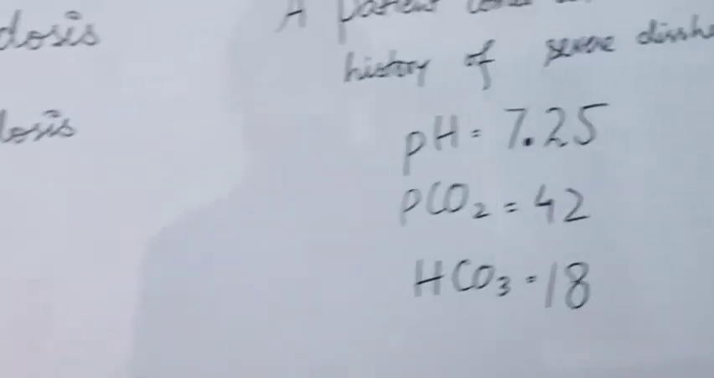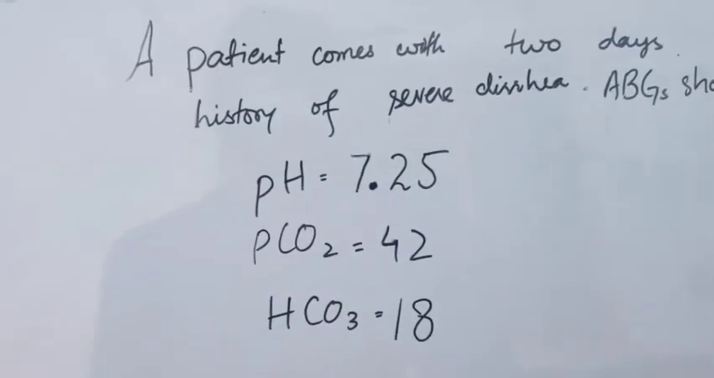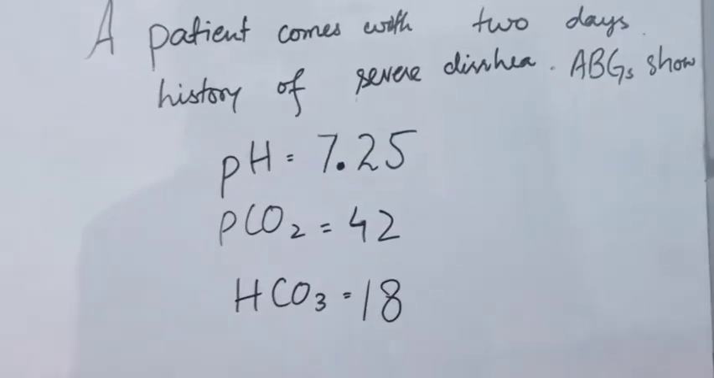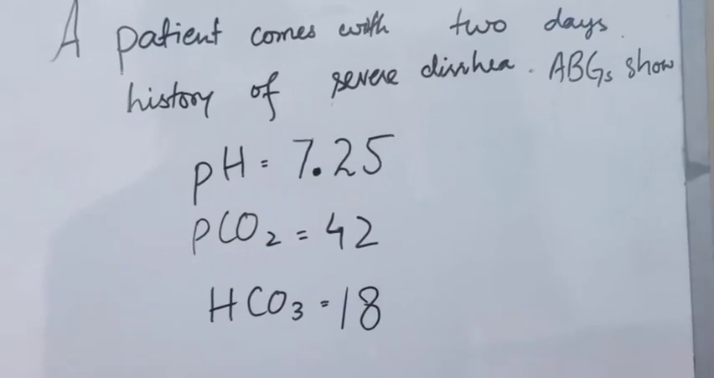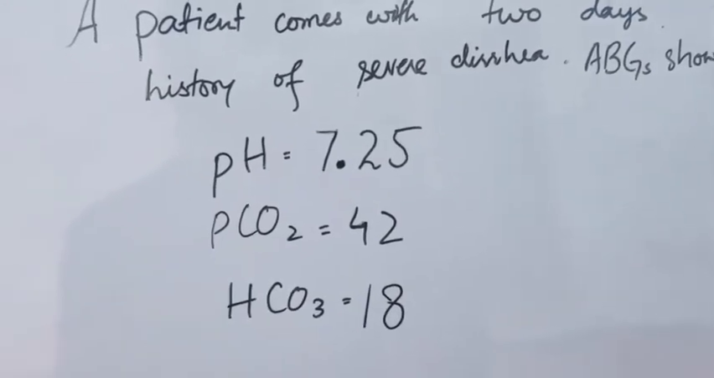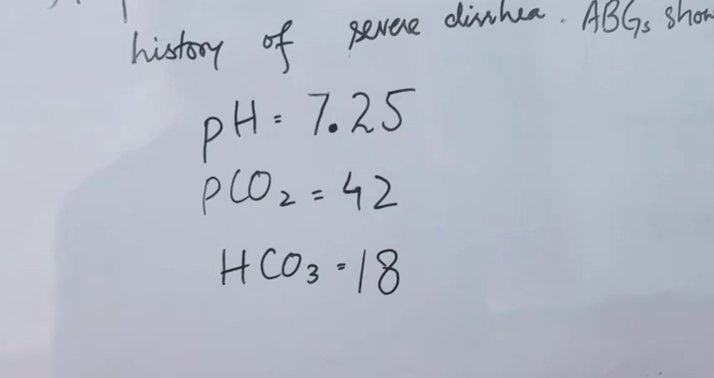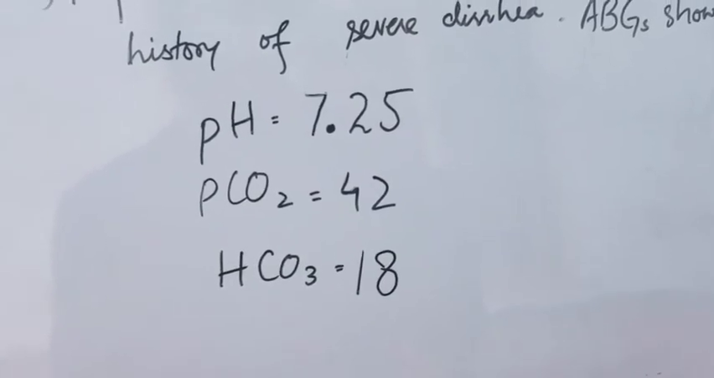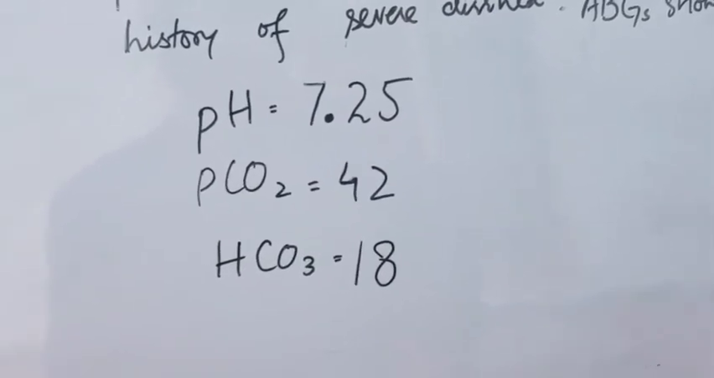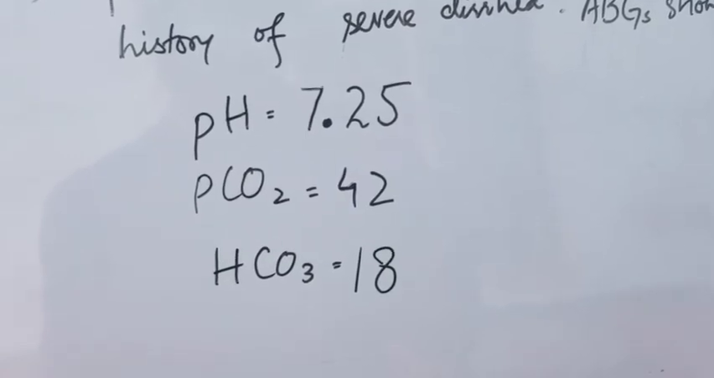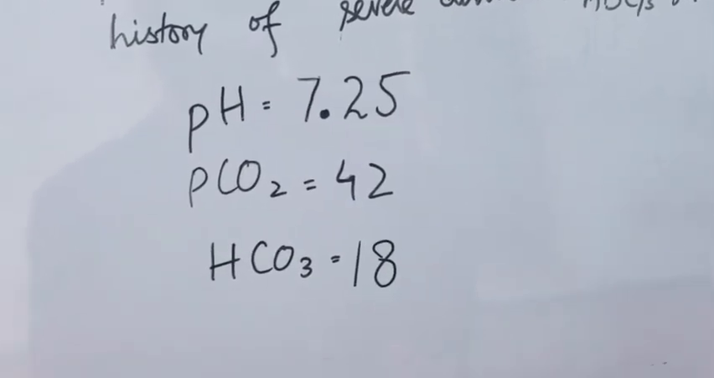So the scenario will be given like this: a patient comes with a 2-day history of severe diarrhea. When ABGs are sent, the reports are like this: the pH is 7.25, carbon dioxide partial pressure is 42, and bicarbonate concentration in the plasma is 18.